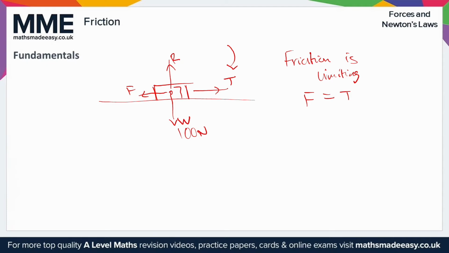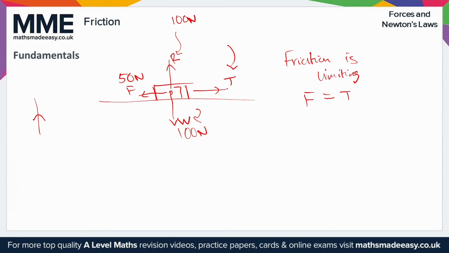So let's assign a value for the friction. Let's say friction is 50 newtons. Well, consider the vertical direction. We only have two forces. We have our normal reaction and we have the weight. So they must be equal and opposite because our particle is staying on the plane. So then R must also be 100 newtons.